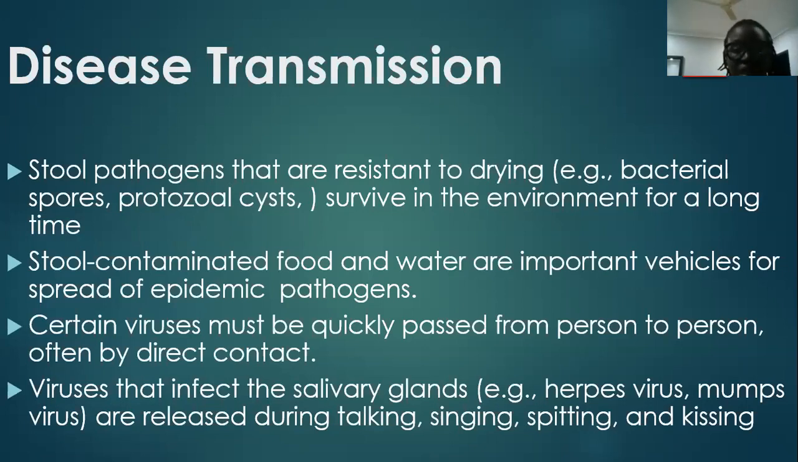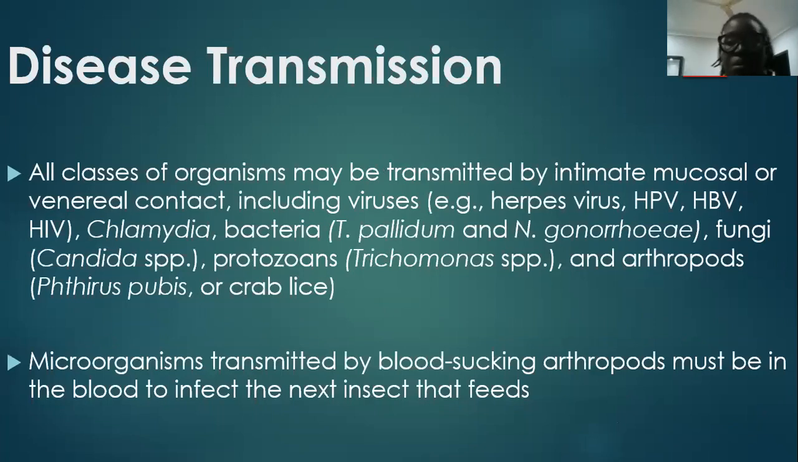So stool pathogens, for example, are resistant to drying. Those, for example, the protozoa, will form cysts or spores, which will survive in the environment until it is picked up by the next host. Then some viruses can be passed from person to person by direct contact. An example is hepatitis B. Then viruses that can be transmitted in the salivary gland, for example, the herpes virus, mumps. So during talking, singing, kissing, spitting, anything that releases saliva can be a mode of transmission because the microorganism is shed in that bodily secretion.